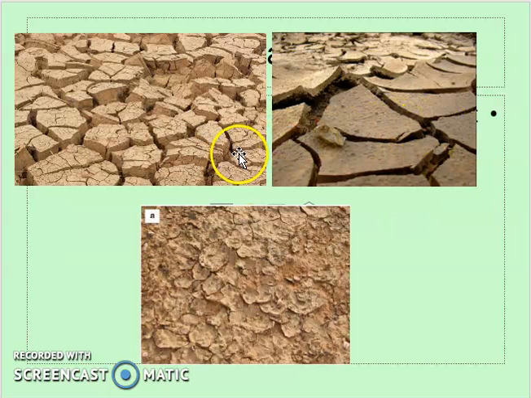How do we prevent crust formation? By keeping the irrigation intervals short. That means irrigate subsequently, each 2 days, each 1 day if you are using drip or sprinkler irrigation.